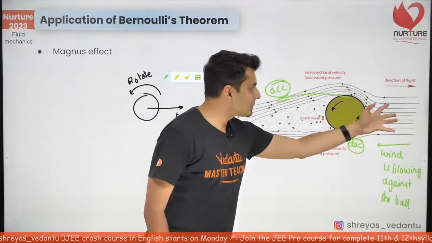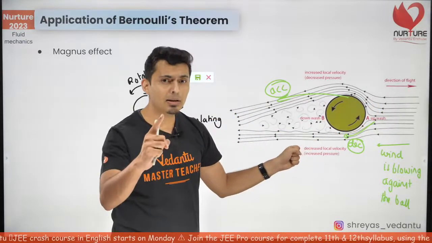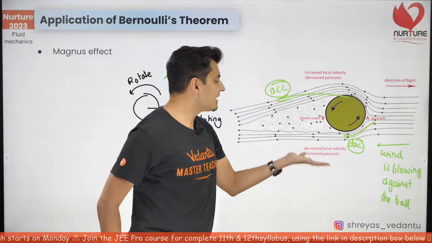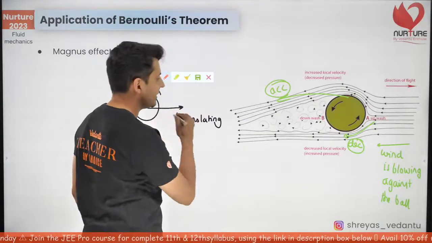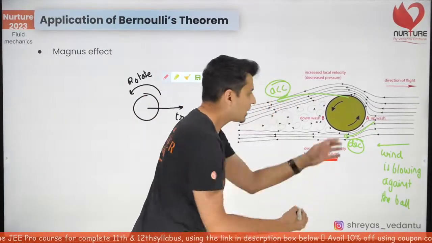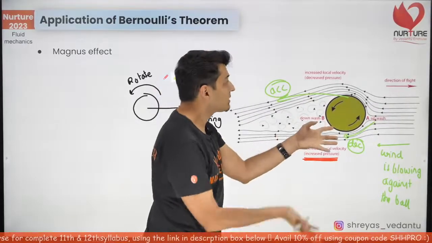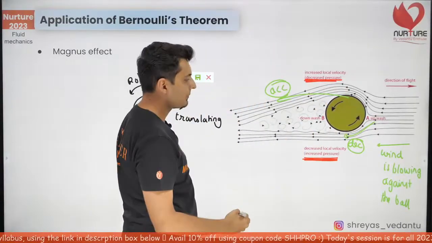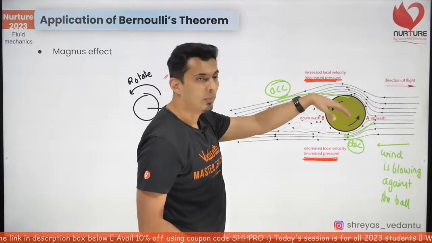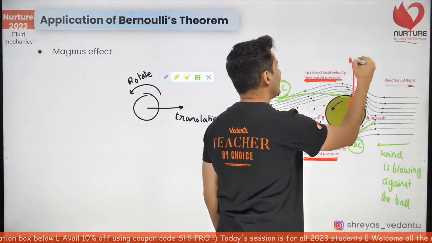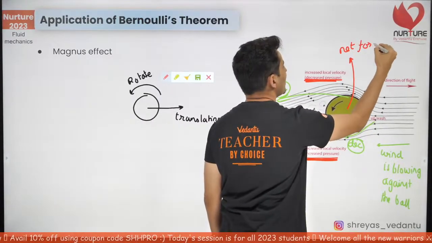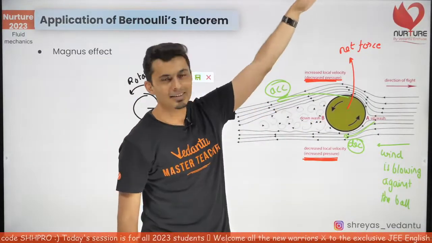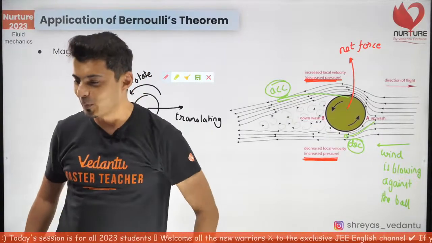Think about it. If the speed here decreases, what should happen? When speed decreases, pressure increases. So here you will have increased pressure. That's why I have written down over here increase in the pressure because the speed decreases. Whenever speed increases, the pressure decreases. So you will see decreased pressure over here. High pressure from here, low pressure from here. So what will happen? It will have a net force on this side, and that's why the ball will turn that way. I hope this is clear.